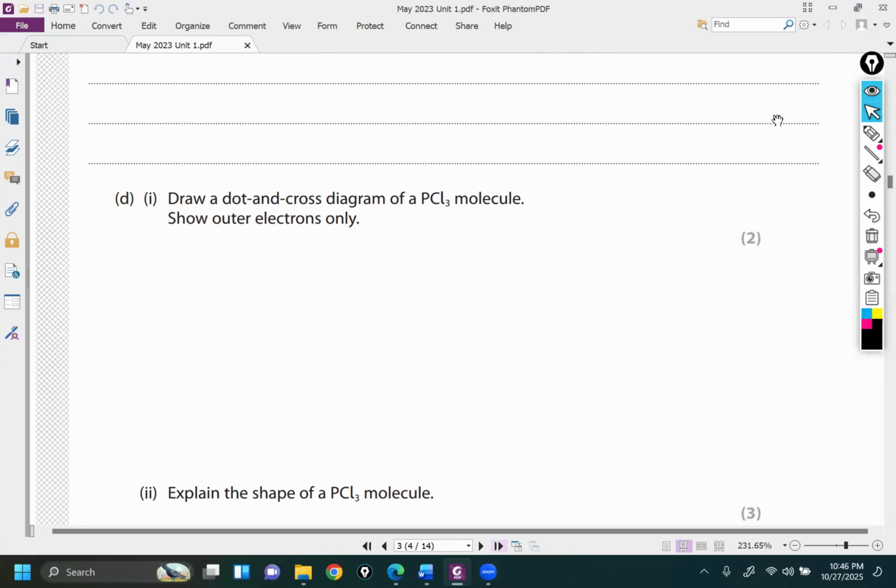Part D1, draw a dot and cross diagram of a PCl3 molecule. Show outer electrons only. Phosphorus belongs to group 5, total is 15, 2, 8, and 5. So it's very simple to draw the covalent bond. You must know that both are non-metals, so a covalent bond structure should be drawn.